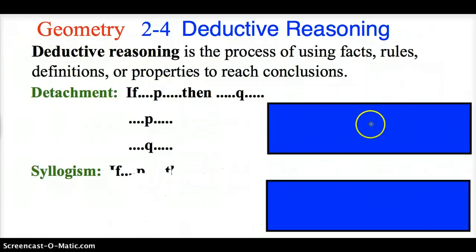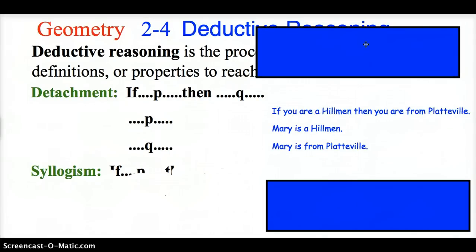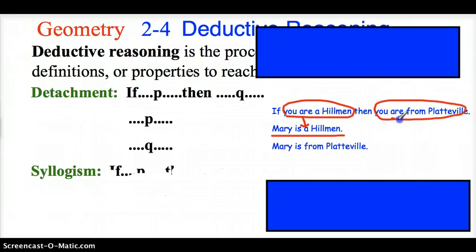Now, I do have an example here underneath this blue piece. If you are a Hillman, then you are from Platteville. Then I'm detaching, and I'm using a specific example here. Mary is a Hillman. So see how it's detaching? It's taking the if part and separating. And then I'm going to take the then part or the Q part, and I'm going to use Mary again. Mary is from Platteville. So that's an example of detachment. So you have if P, then Q, then you specify an example of P, and then you use that same example with the Q.